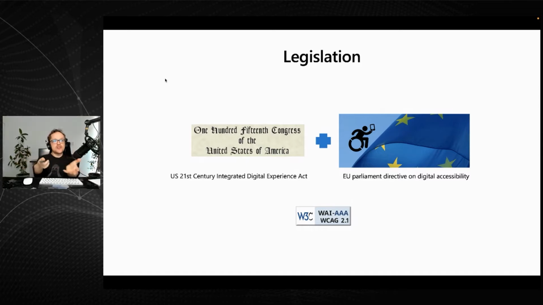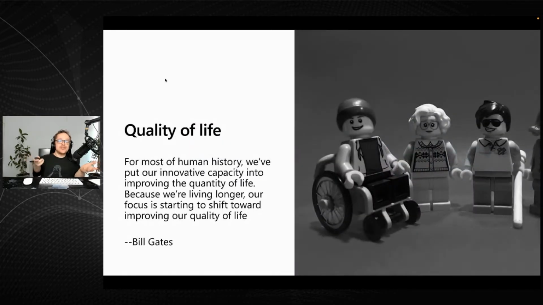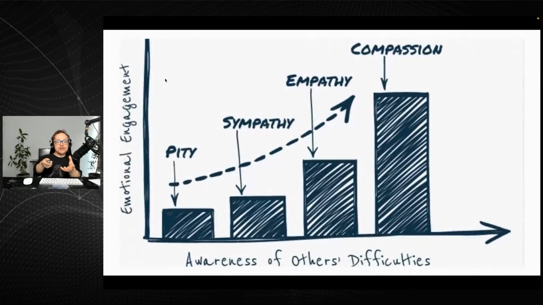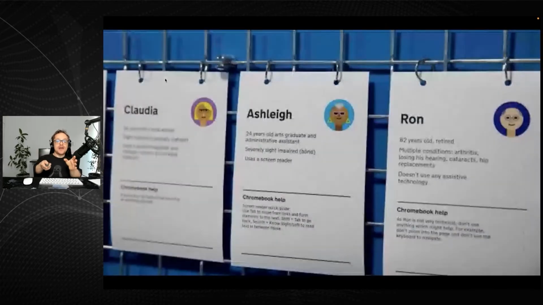But I don't like to think that this is going to drive it. I like to think that the altruistic, the carrot, is going to really motivate people. It's best summed up by Bill Gates' quote: for most of human history, we put our innovative capacity into improving the quantity of life. Because we're living longer, our focus is starting to shift towards improving the quality of life. We're understanding empathy, and we're driving empathy from a sense of pity to sympathy to empathy to compassion. And we're popping that bubble, and we're not going to let compliance be the main motivator. We're rather going to be aware of others' difficulties.